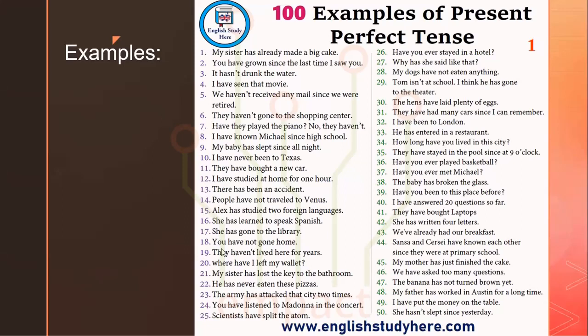We were in sentence number 17. No, 18. Number 18. Go ahead, Handren. You have not gone home. You have not gone home, or you haven't gone home. Handren, can you change the sentence to affirmative?